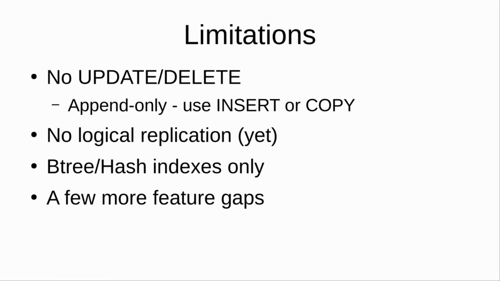We could see a couple limitations there. So no update and delete for columnar, of course. Columnar is append only. Use insert or copy to load into the columnar table. There's also no logical replication or logical decoding yet. Only B-tree and hash indexes are supported. And there are a few more feature gaps, and hopefully we'll close those in the future.